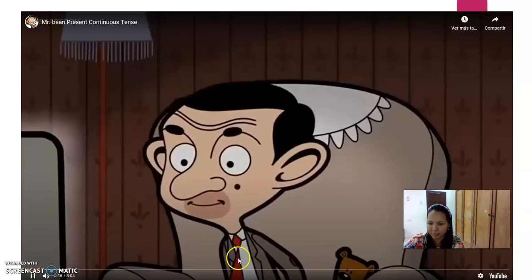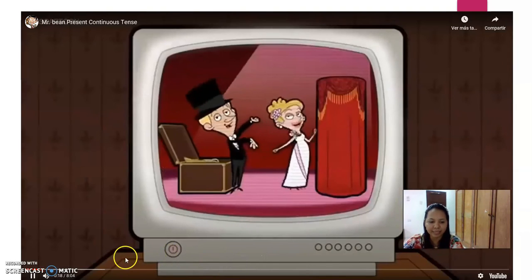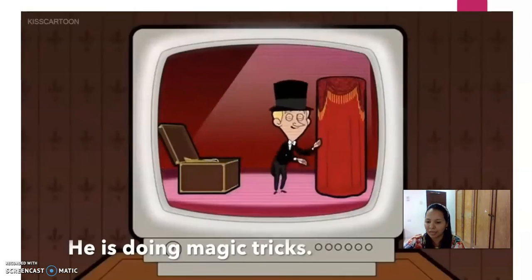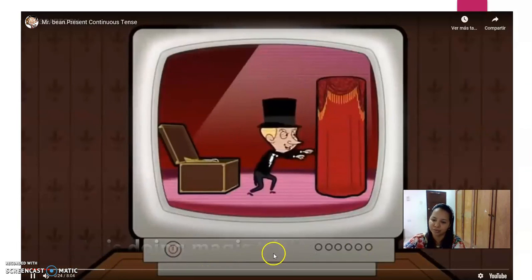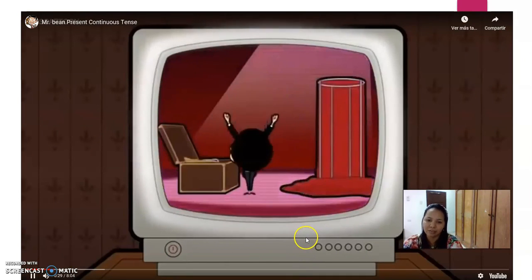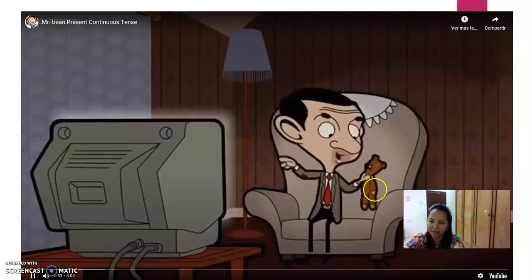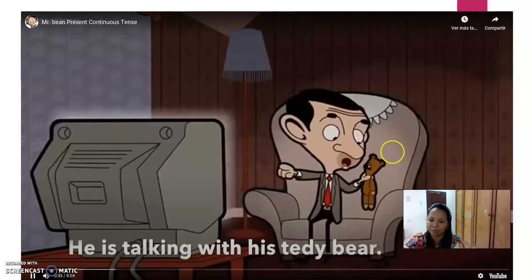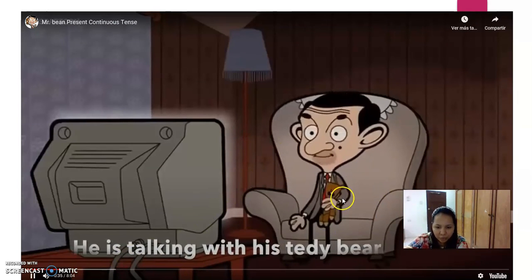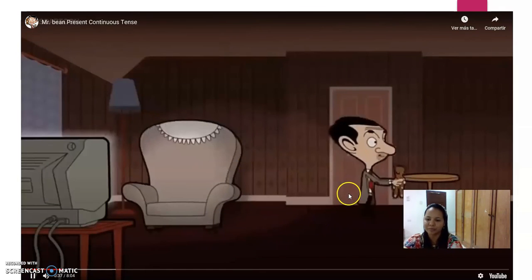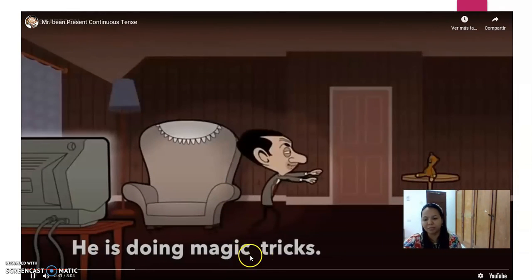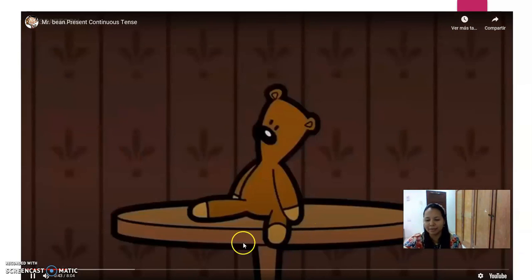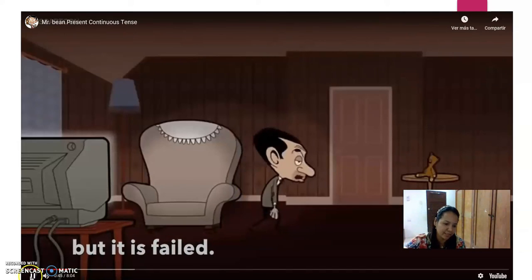He is watching TV. Here you can read the sentences about the actions that are happening in the moment. He is doing magic tricks, and you can get a lot of vocabulary here. You can learn a lot with this kind of videos. He is talking with his teddy bear. He is doing a magic trick. Well, I mean, he's trying to do magic.